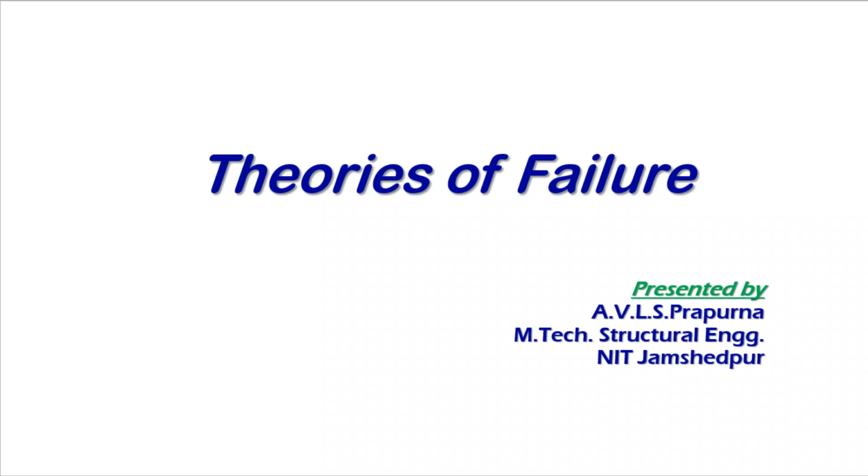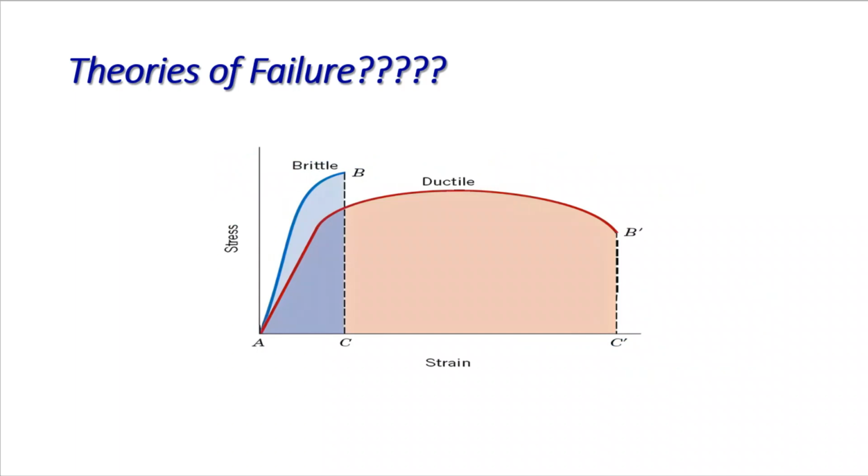First of all, what is theories of failure? Basically, if you see this graph, you have the stress strain curve for both ductile and brittle materials. In all the strength of material tests we do, we basically do the test in uniaxial loading. Means the stress strain graph obtained here is for uniaxial loading.